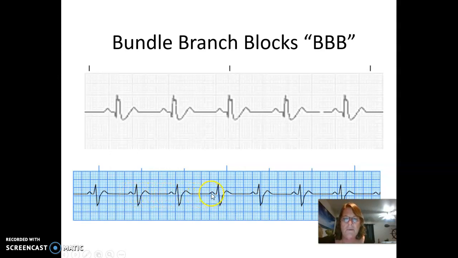PR interval looks like it's 1, 2, 3, 4 boxes. That's okay. Now QRS, it goes up, it comes down, and then it looks like it notches over here. So I would measure that, and it looks like here I have 1, 2, 3, about 3.5 almost. So it would be about 0.14. So it would be a sinus rhythm at 60 with a BBB.